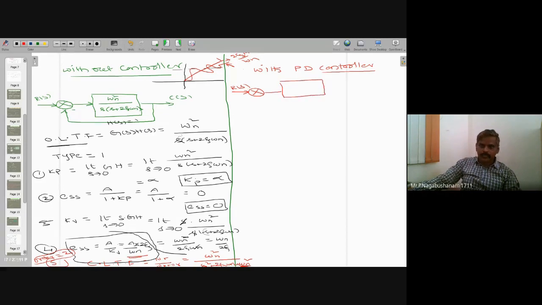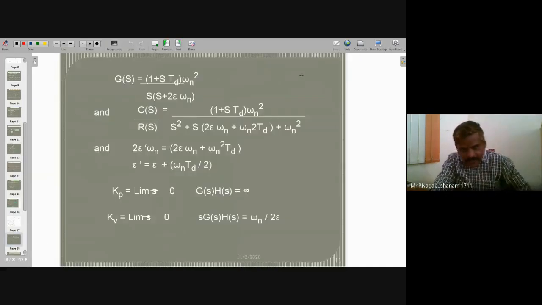I'm going to use that PD controller. This is a second order system, then it is C of S. Signal direction is important. So already I told, if it is a PD controller, its transfer function is.